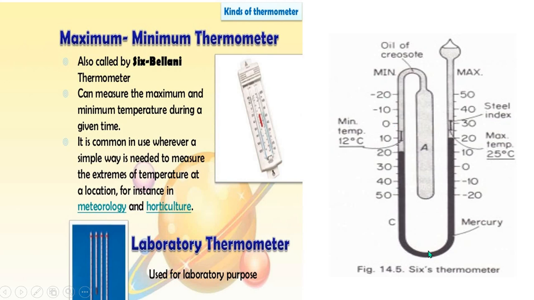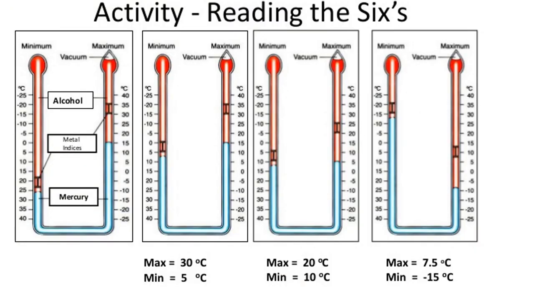Here it shows the minimum temperature, whereas here it shows the maximum temperature, and the steel index is considered as the temperature. Here it is in between 20 and 30, so it is at 25 degrees Celsius, that is the maximum temperature. And here the steel index is just above 10, so the temperature is 12 degrees Celsius, like this. And this cylindrical bulb consists of alcohol, and mercury, we know, is used in the thermometer.